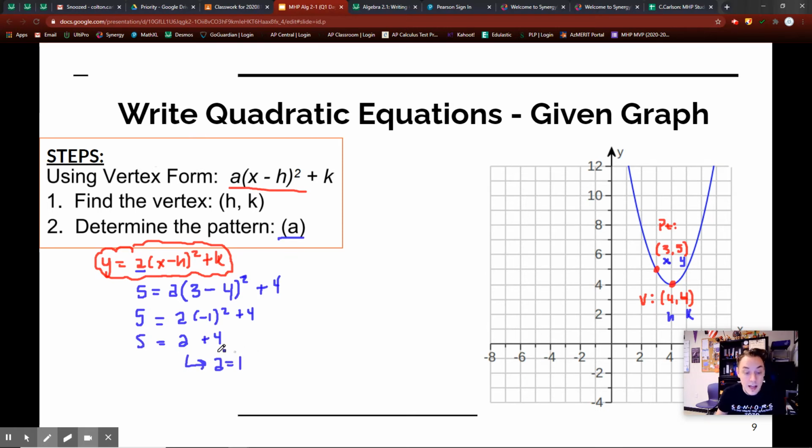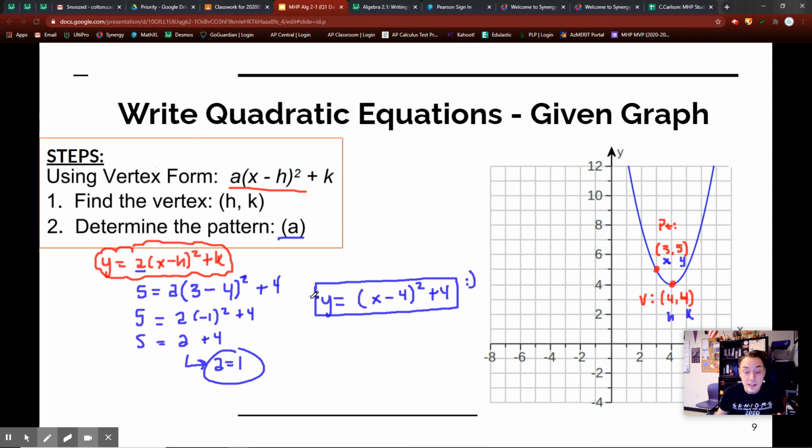What does that mean? That means if I'm given a vertex and a equals 1, this is my actual equation. Y equals a, which is just 1, but I'm not going to write that, because it's just 1. X minus my h, which is 4, squared, and then plus 4. This is my actual equation. Okay? And it's that simple.